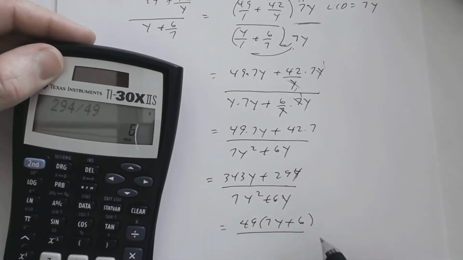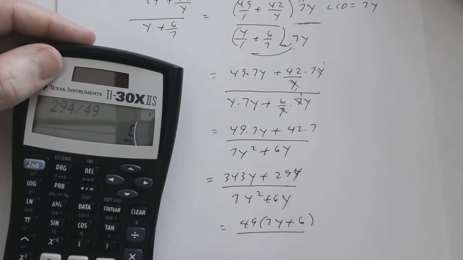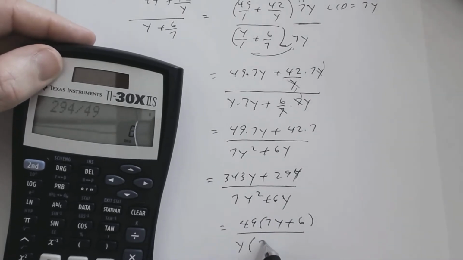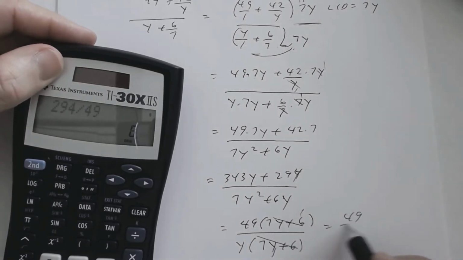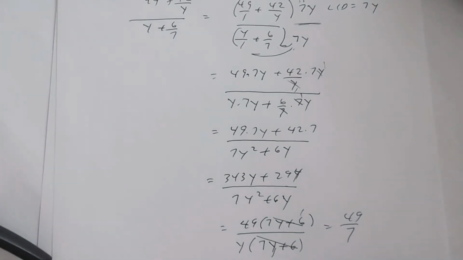And then the denominator, I can factor out a y, and so I get y times 7y plus 6. And then notice these divide out, and the answer is 49 divided by y. And that's the same thing you had here.